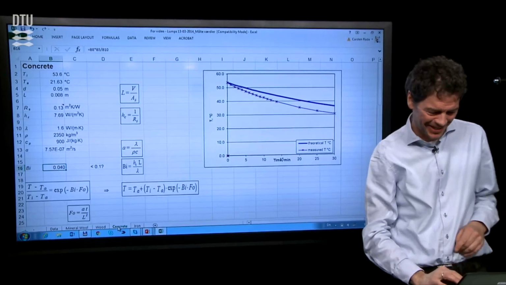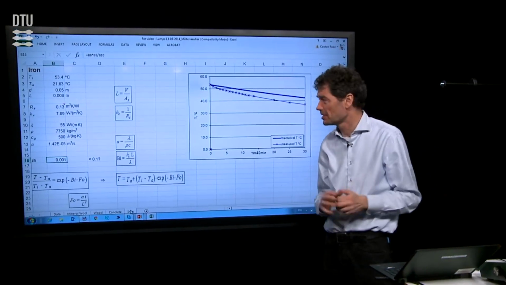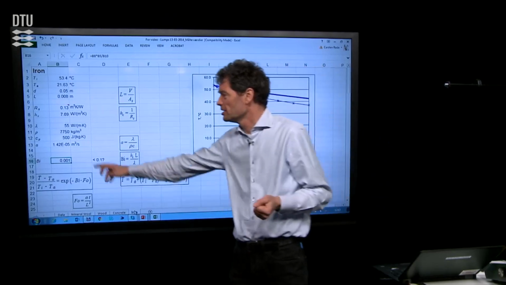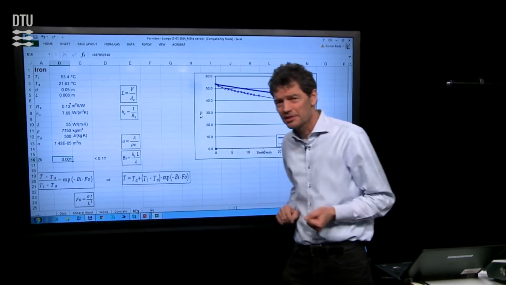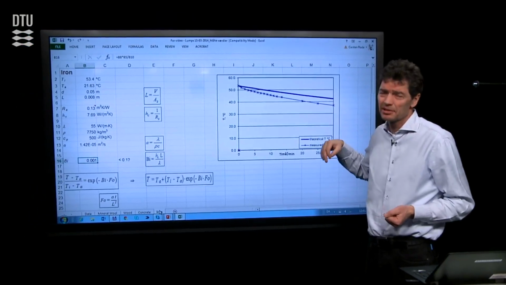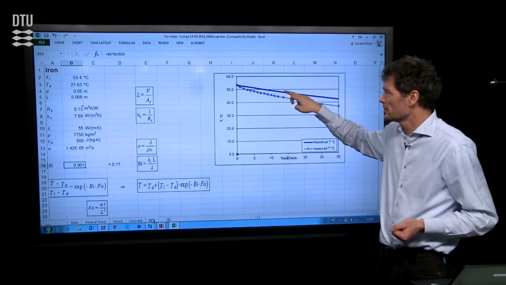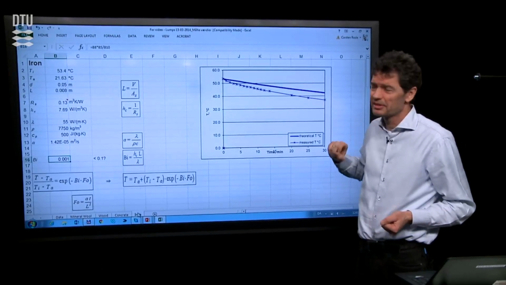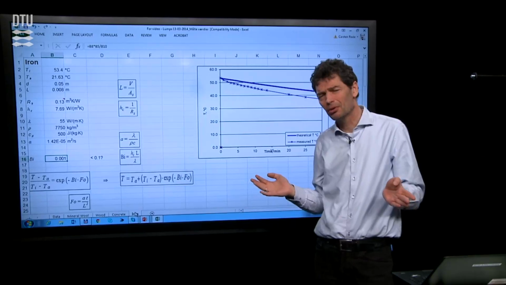Well, let's see. I'll just continue now to look at the perhaps or supposedly best material, the iron, because for iron, the Biot number is 0.001, certainly less than 0.1. But again, like for concrete, there's certainly a discrepancy in this direction, that the analytical solution expects a slower cooling than what we measured. So does the theory not hold then?